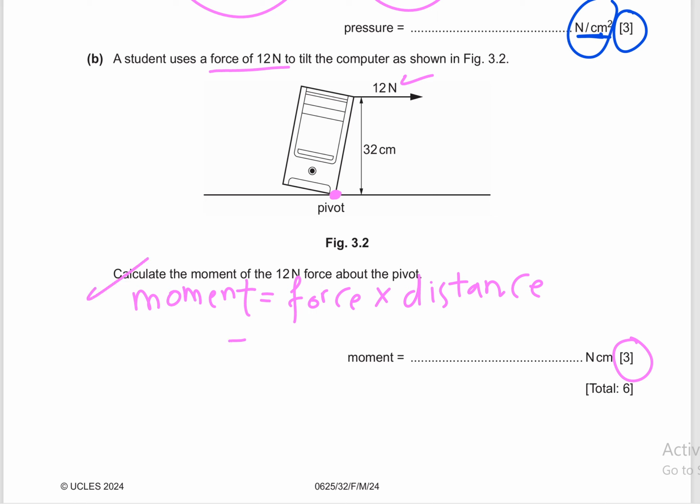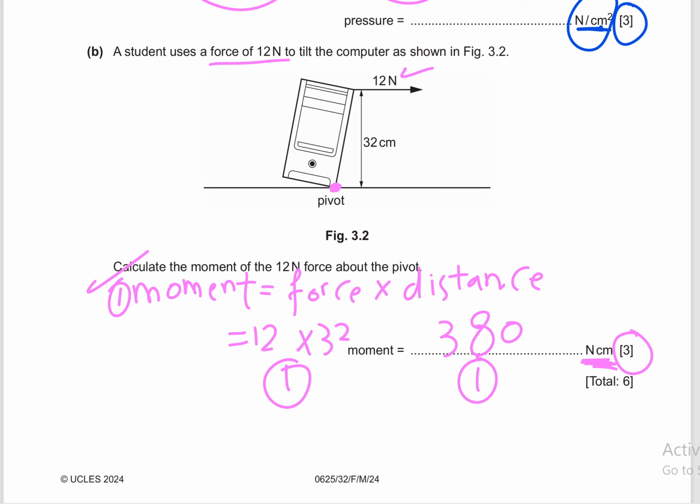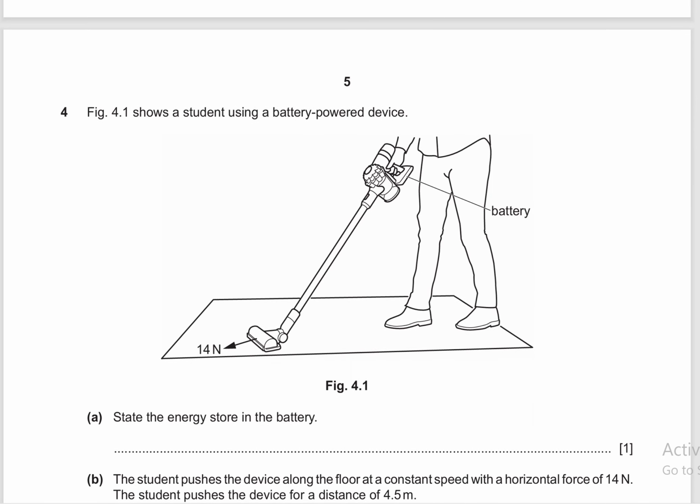Then I substitute, force is 12 and the distance is 32. Of course, pay attention, the unit here is Newton centimeter, which means no need to change any unit. I multiply these two and I'll get, let me check what I got before. Yeah, it is 380 Newton centimeter. Okay, so 1 mark here, 1 mark for the substitution, and 1 mark for the answer. I hope it's clear, guys.